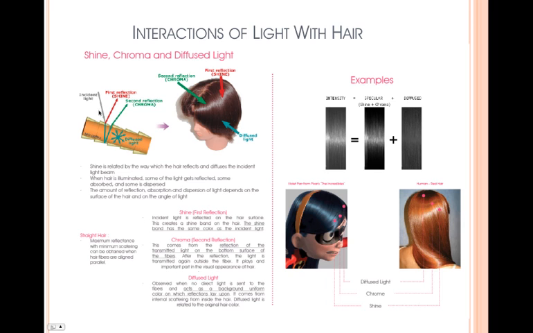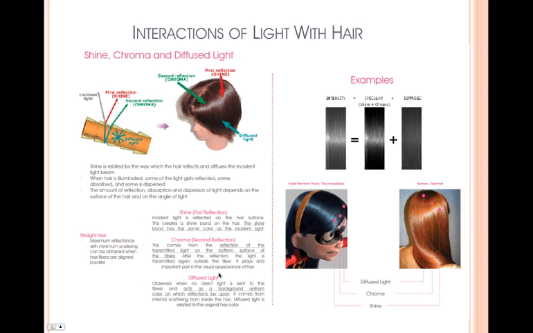The second one is what we call the chroma band. The chroma band is the result of incident light refracted into the hair fiber, and then it reflects back onto the surface and reveals the color of the hair fiber. The color of the chroma band is determined by the color of the hair, and the width is always wider than the shine band.